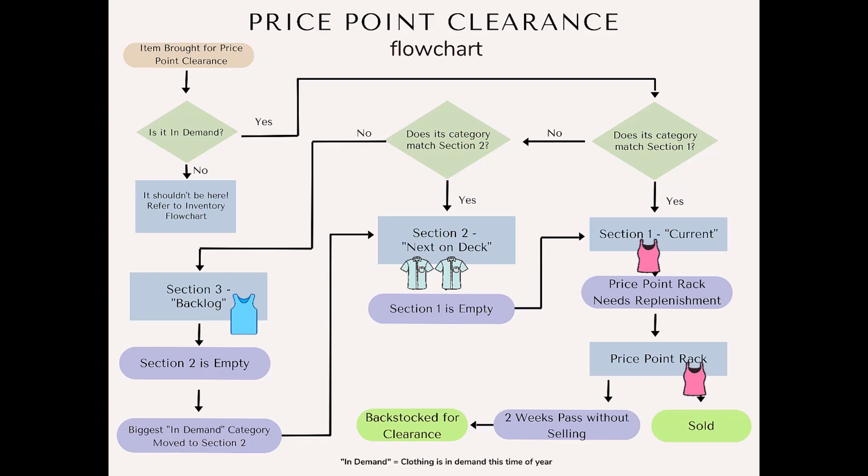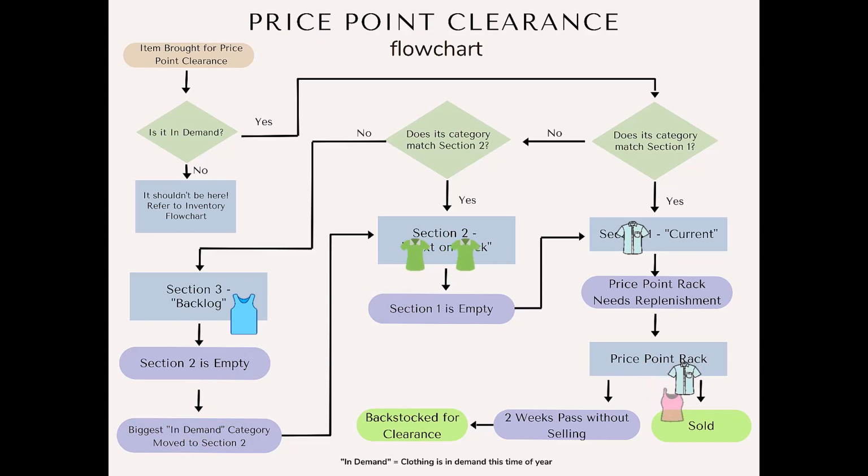Things would continue to move through this process. Things get pulled in here, they get tossed in the backlog. Eventually, once we sell through everything in section 1, section 2 moves to section 1, we take a category from section 3, move it to section 2, and the cycle keeps repeating over and over.